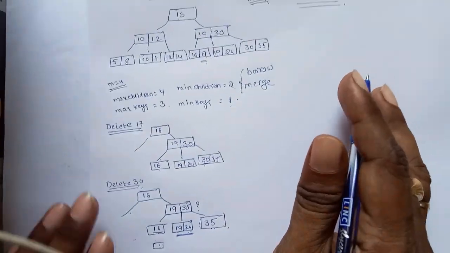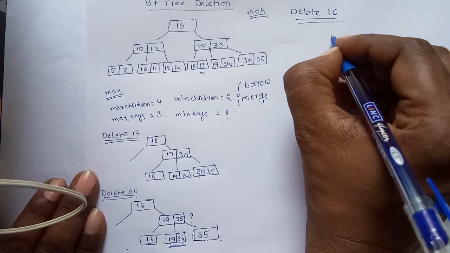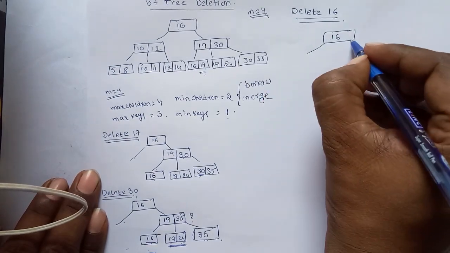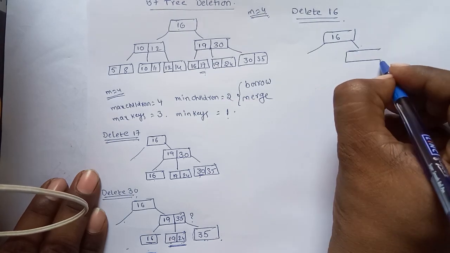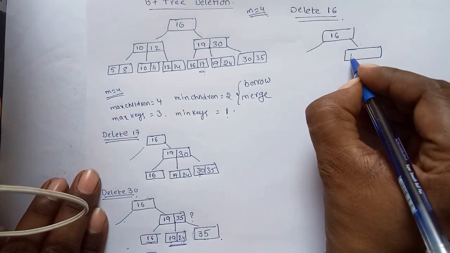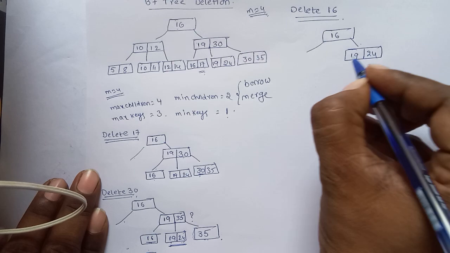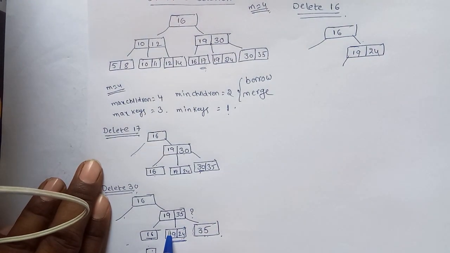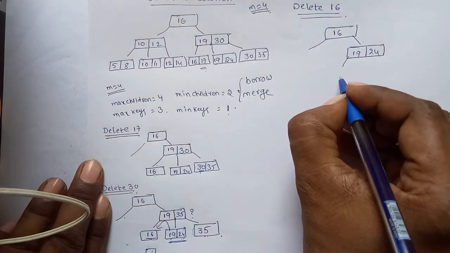Then what happens? Suppose it is like this, 16. Observe this one, for example 19, 24. Whenever we are taking a borrow, this 19 is moved to this position.